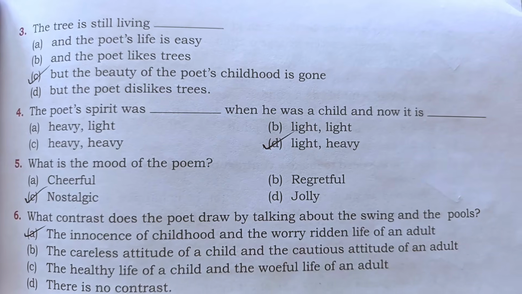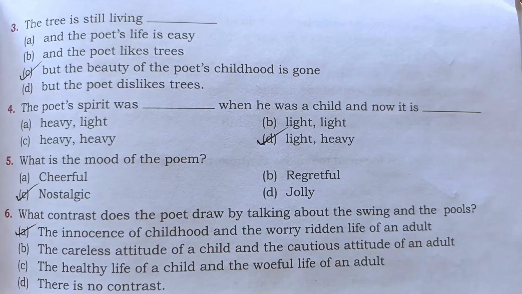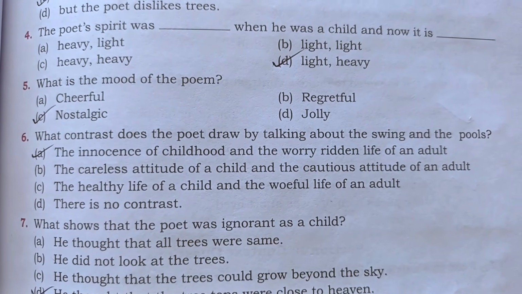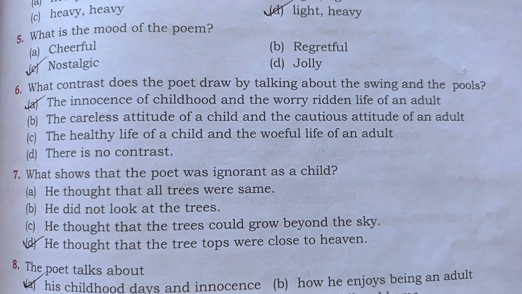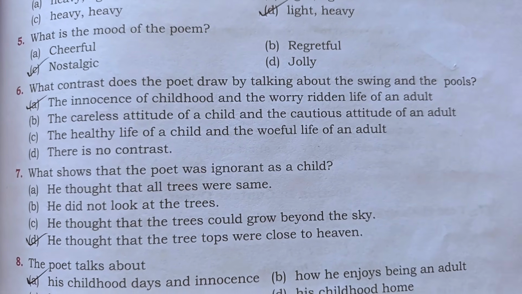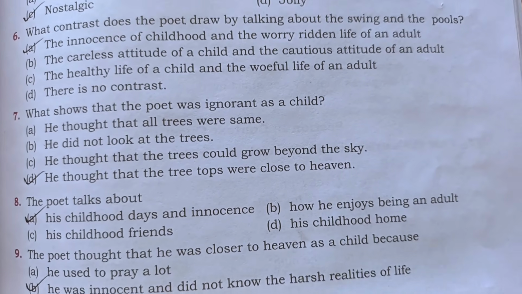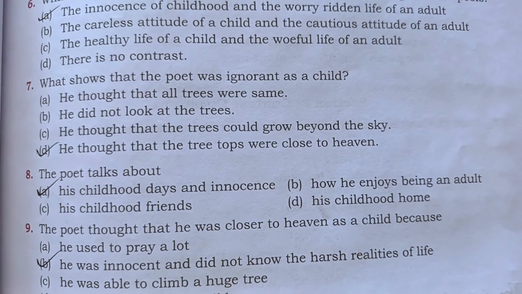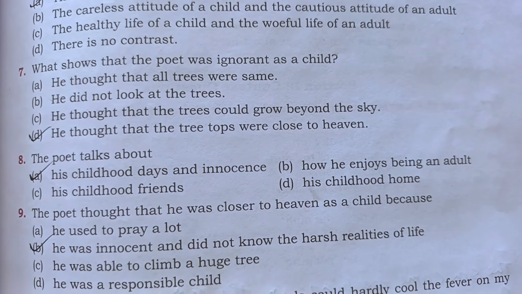Number 4, the poet's spirit was, option D is correct, light when he was a child and now it is heavy. Number 5, what is the mood of the poem? Option C is correct. Number 6, what contrast does the poet draw by talking about the swing and the pools? Option A is correct, that is the innocence of childhood and the worry-ridden life of an adult. Number 7, what shows that the poet was ignorant as a child? Option D is correct, that is he thought that the tree tops were close to heaven.